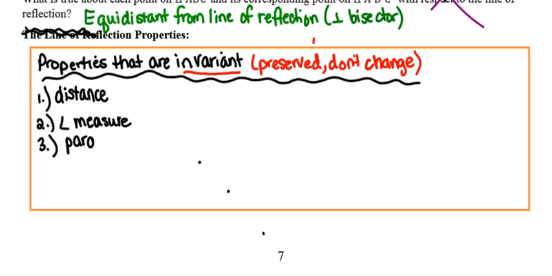Parallelism is another property that remains invariant. In other words, if two segments are parallel in the pre-image, they will also remain parallel in the image.